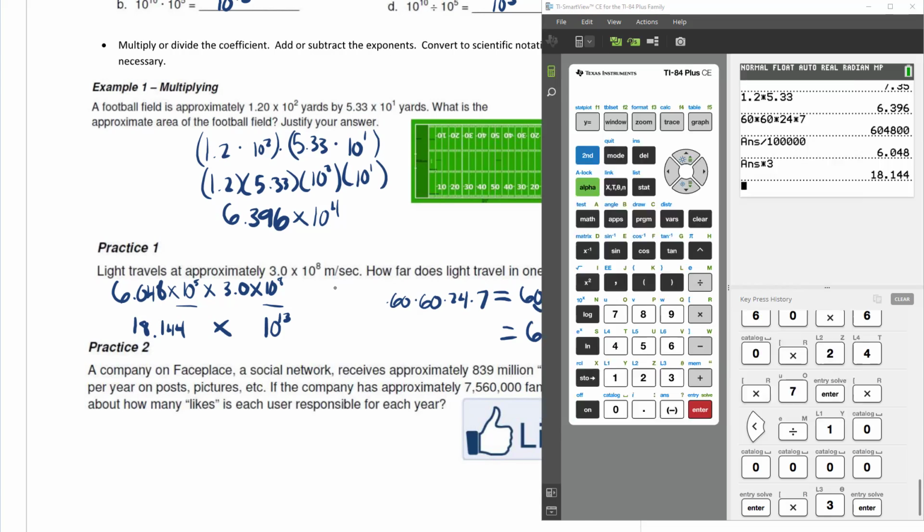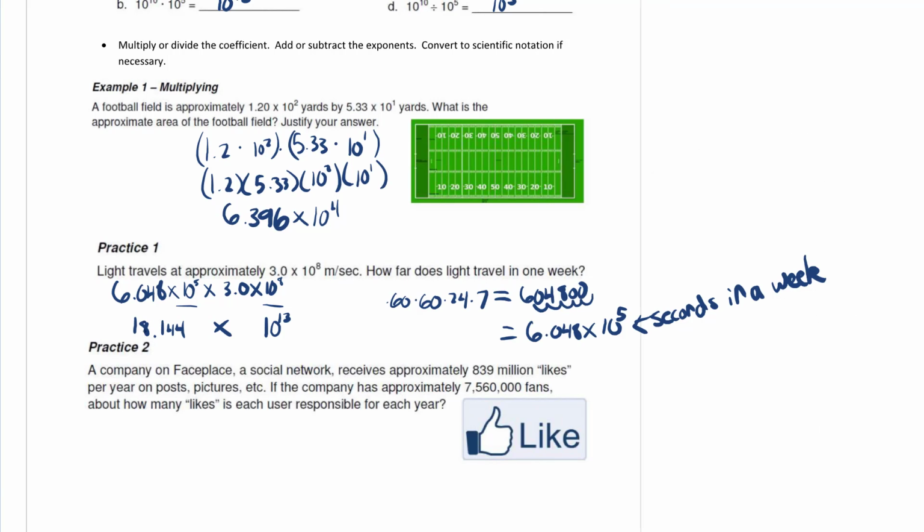Now here's the problem. That's not in scientific notation. This cannot be a double-digit integer. It has to be a single-digit integer. So let us change this decimal place over to the left by 1. If you remember from the last lesson, if we're moving the decimal to the left, we need to go up an order of magnitude. So our final answer is 1.8144 times 10 to the 14th. It's a lot of meters. There we go, that is our unit.